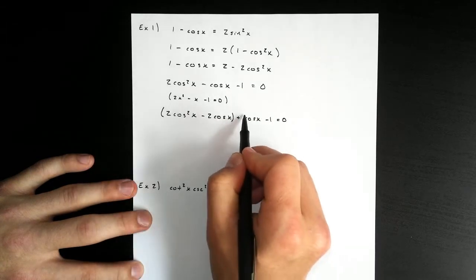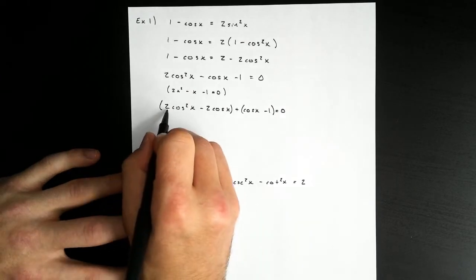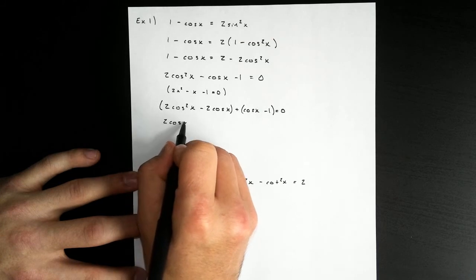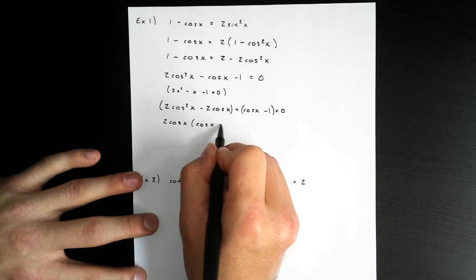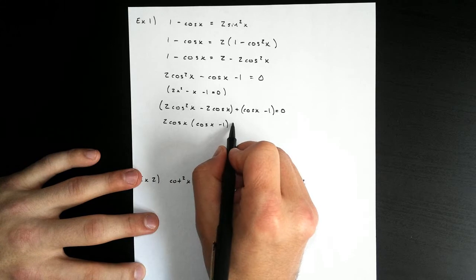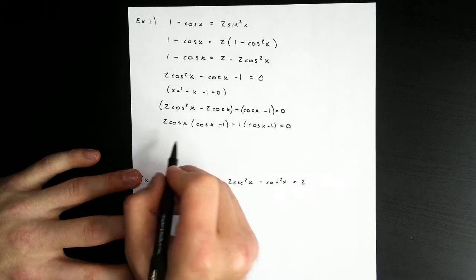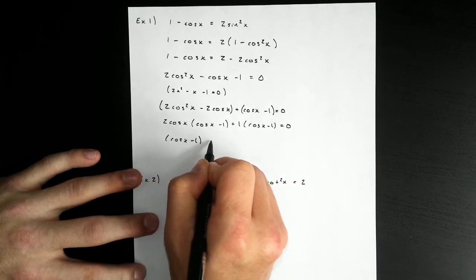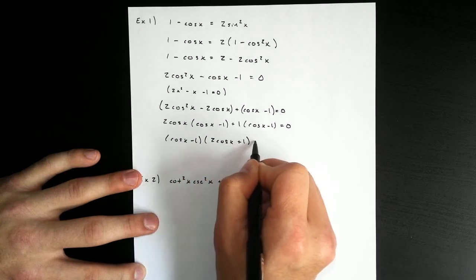Grouping up the first two and the last two, we'll take out a greatest common factor from both. In this first one, we can take out a 2 cosine. And that leaves us with a cosine of x minus 1. In the second group, the only thing they have in common is a 1. And to finish factoring, we get the cosine of x minus 1 and 2 cosine of x plus 1.